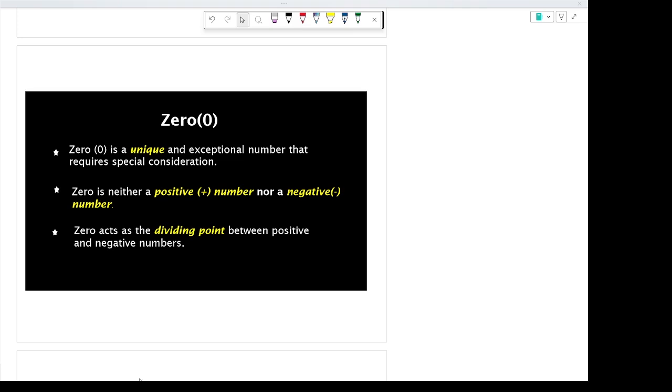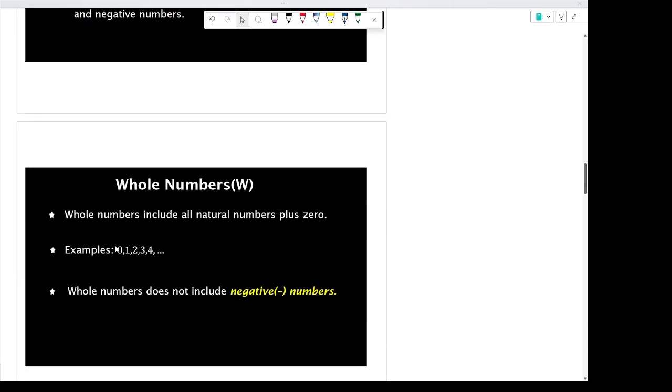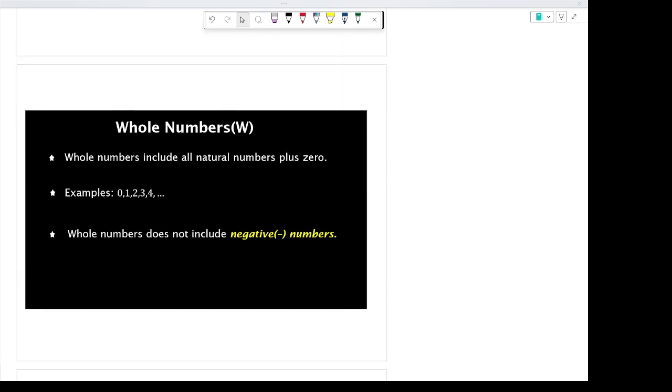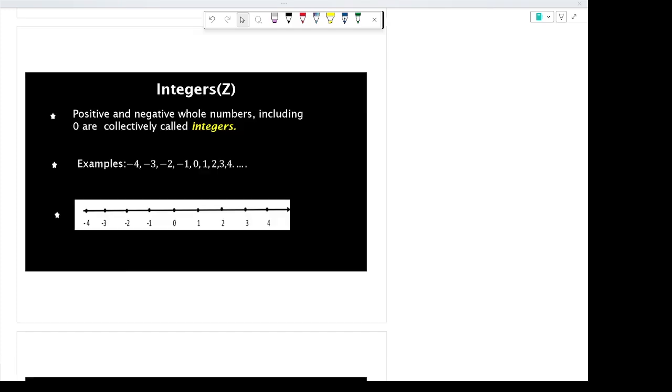The next type of numbers we'll be looking at is the whole numbers. Whole numbers include all natural numbers plus 0. Examples, as you can see, are 0, 1, 2, 3, 4, 5, 6, and so on. The whole numbers are all positive numbers only. A whole number does not include the negative numbers.